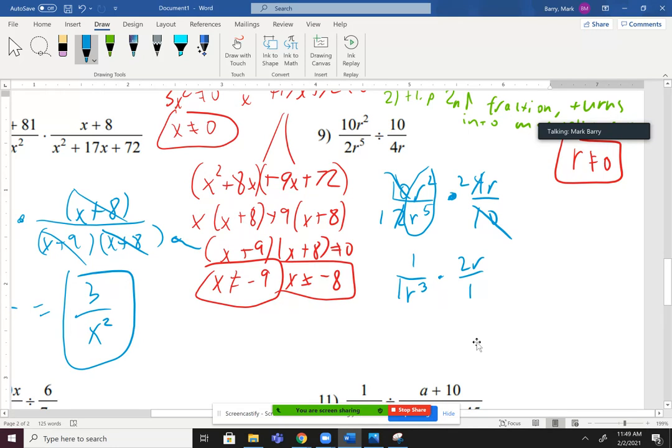Now, I noticed that when I wrote all the leftovers down, I can actually still cancel something out, okay? So I'm going to do that. I see that I have r to the first up here, and I have r to the third on bottom. So I can cancel those out. This one's going to go away, and the other one will become r squared.